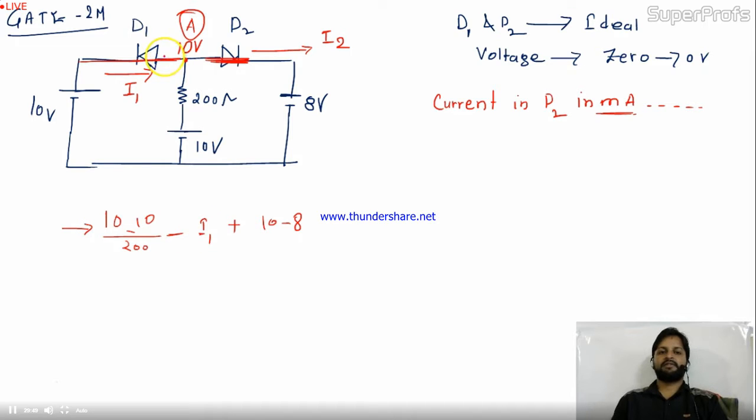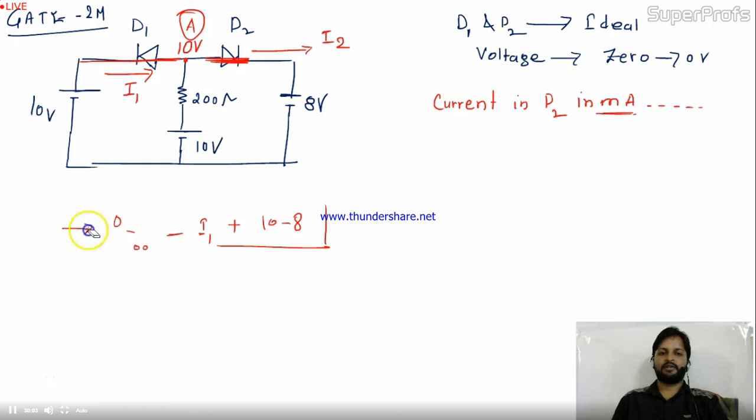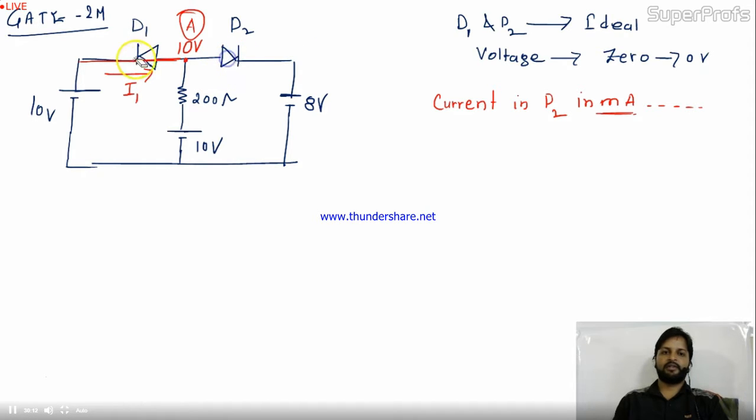We found that there is some wrongness here. The question is, or our assumption is wrong. What I'm saying is our assumption is wrong, so we have to correct ourselves. Wait a minute. I can't say that these two diodes are short circuited. Then how will I proceed?